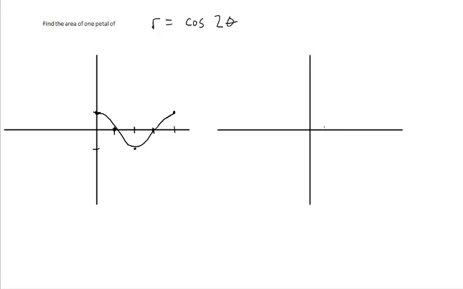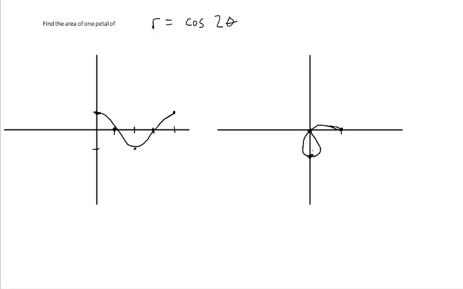And now I'm going to draw it. So when theta is 0, r is 1. So we have 1 here. And when theta is pi over 4, r is 0, so we're at the origin. And then when theta is pi over 2, r is -1, so we're going to go in the negative direction, 1. And when theta is 3 pi over 4, we're going to be back at the origin. So right now our curve is going to look like this, what we have. And that's all we needed, was one petal.